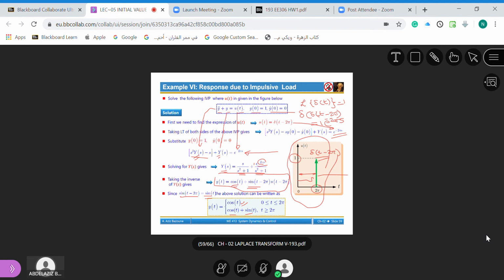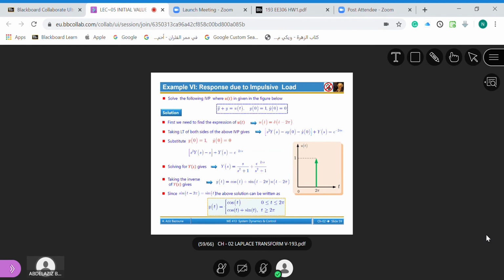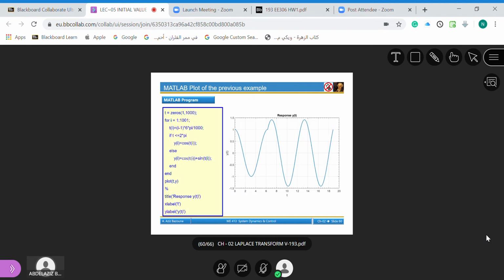If you look at the response, Shabab, you will see how the function is behaving like this. I will reduce the size a little bit. This is how we wrote the MATLAB program for plotting. Here, we are interested in this point when t is equal to 2 pi. The equation was behaving normally.